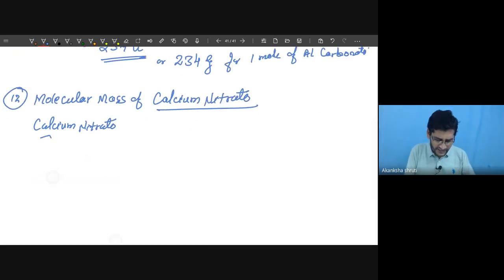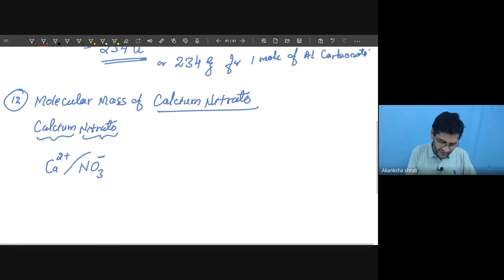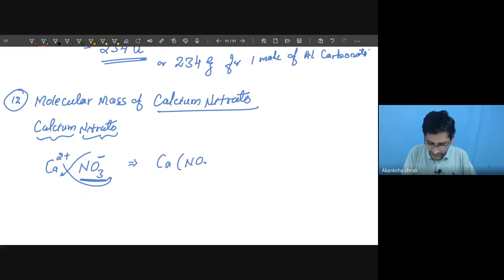How is the formula? Take the calcium, take the nitrate, neutralize their ion charges. Calcium is Ca2 plus, nitrate is NO3, how much minus? Only 1 minus. So this 1 shall come here and 2 shall come here. But this 2 shall be for the entire nitrate, so we need to put a bracket here. So the formula is Ca(NO3) whole twice. Okay, by crossing we can get this.